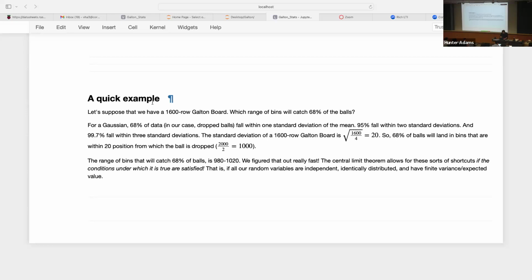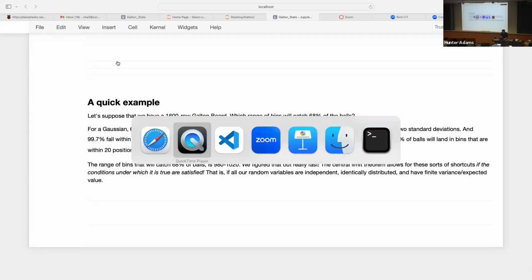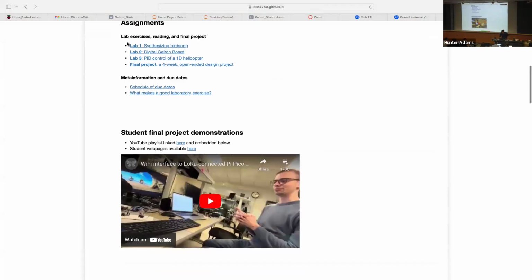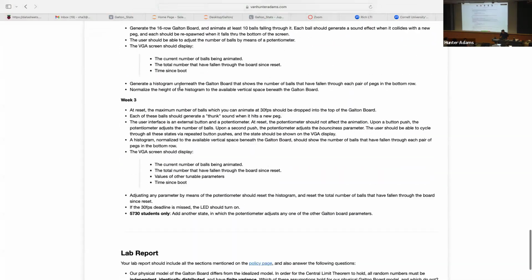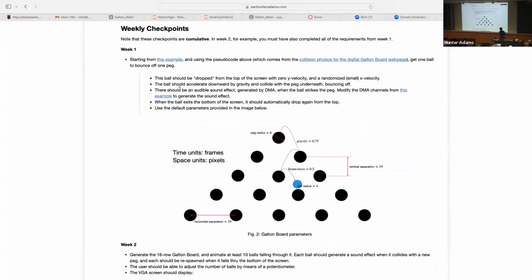I hoped so. All right, so then, let's just take a look at the code, and then we'll spend a considerable amount of time next week going through it. And in fact, before I even pull up the code, let's pull up the lab write-up. So what you'll be asked to do in week 1 of this lab is make a 1-row Galton board, a peg and a ball, bounce the ball off the peg, and every time the ball hits the peg, there should be a thunk sound, thunk.